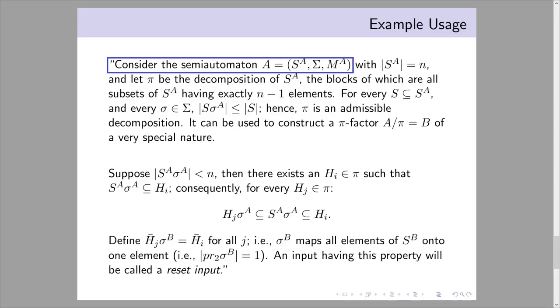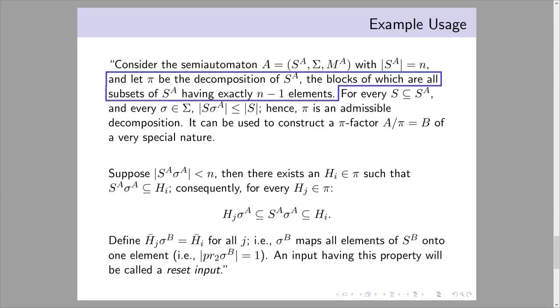And then M_A represents the transition function information of the automaton, what each character does to the states. But it turns out that's not relevant because there's some other notation that makes it easier to deal with that, and we don't have to worry about M_A. With the size of S_A equal to n, so there are n states, and let pi be the decomposition of S_A, the blocks of which are all subsets of S_A having exactly n minus 1 elements.